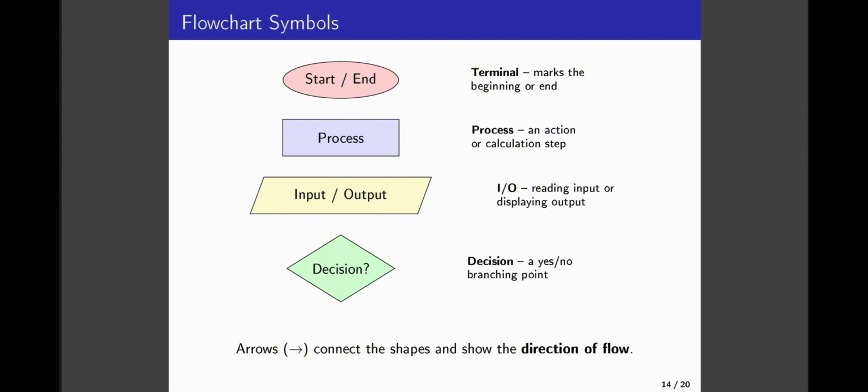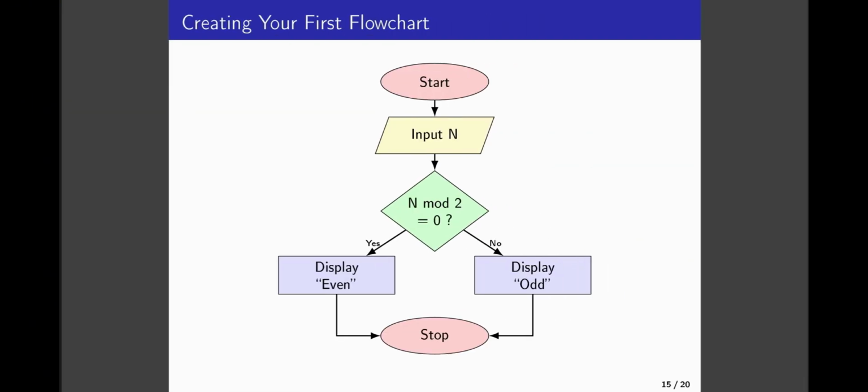Then this rectangle represents a process, some action or calculation step. Then this slanted shape, a parallelogram, represents input or output, reading in data or displaying a result. And the diamond represents a decision, a yes or no branching point in your logic. And connecting all of these, the arrow shows the direction of flow, the path your logic follows from start to finish. Hope you understood. So now let's create our first flowchart.